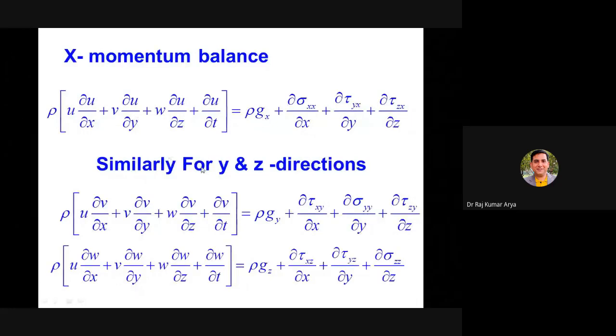Now same way we can write for y and z direction. So y direction is this equation here. This u has been replaced by v here, this point also, this third point, fourth point. Here gx has been changed to gy. Here this second coordinate has been changed to y, here also y, here also y, here also y. Okay, same thing for z. So if you try to derive it, would it be possible for you to derive these three equations?